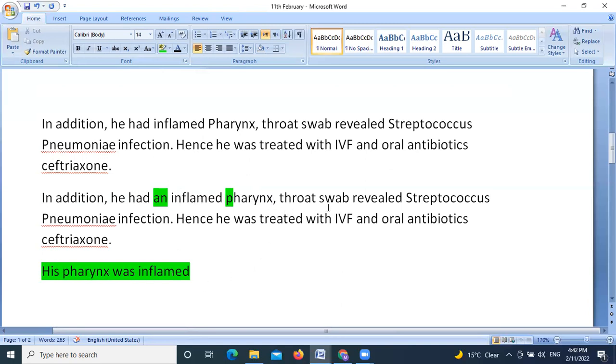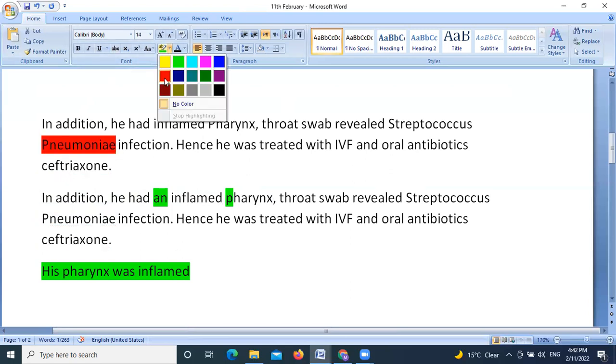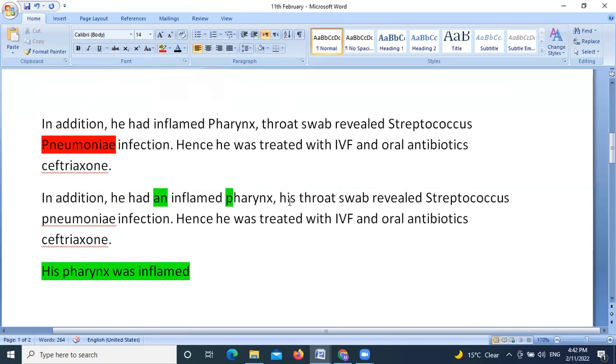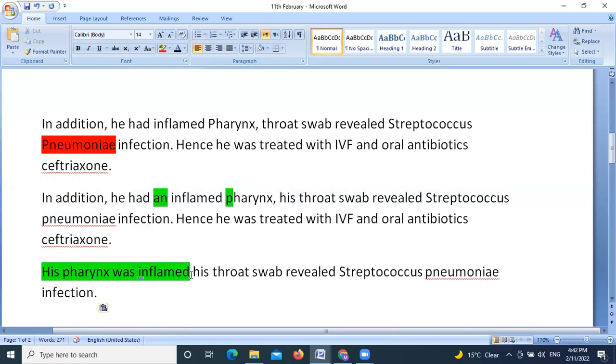His pharynx was inflamed, and throat swab revealed Streptococcus pneumoniae infection. So please remember, when you write scientific names, the second part of the name is written in small letters, not in capital. The first is written in capital and the second should be written in small. And it should be his throat swab. Okay, his pharynx was inflamed, and his throat swab revealed Streptococcus pneumoniae infection.